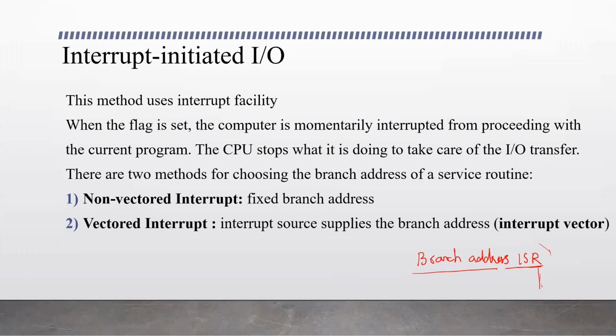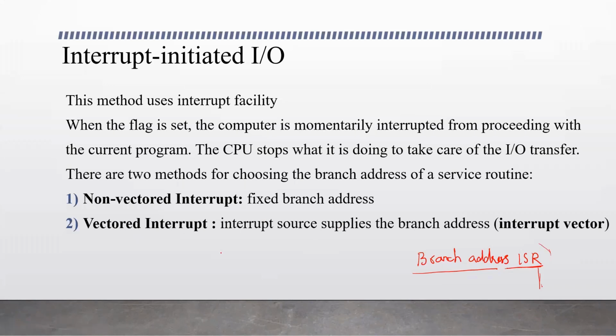So whenever there is an interrupt, the control directly jumps there, because the CPU knows where the ISR is, since it is a fixed location always. This type of interrupt is non-vectored interrupt. And the second method is vectored interrupt. In vectored interrupt, there won't be a fixed branch address. The branch address needs to be supplied by the interrupt source. Interrupt source is the device that interrupts the CPU.